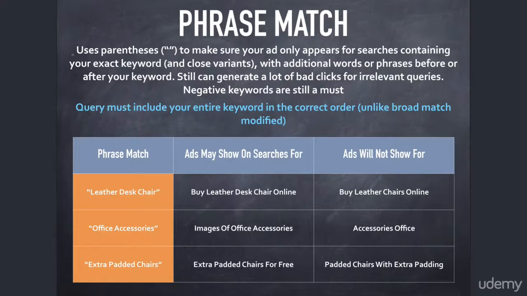Phrase match, like we saw right before, is a keyword enclosed in parentheses. So in order to activate phrase match, the phrase or keyword needs to be in parentheses. We use parentheses to make sure your ad only appears for searches containing your exact keyword and close variants, we'll talk about that in a second, with additional words or phrases before or after your keyword. That's an important thing to remember when it comes to phrase match.